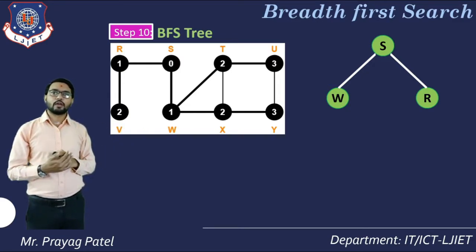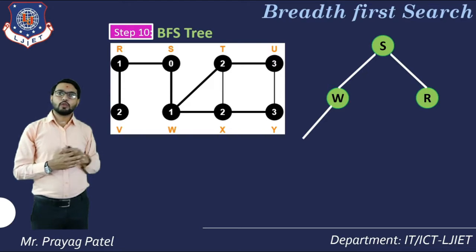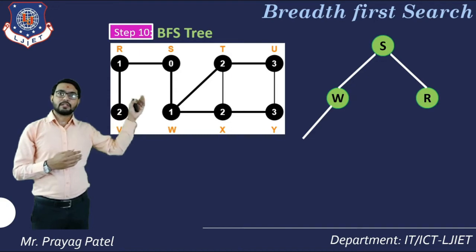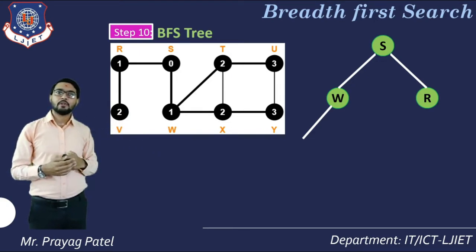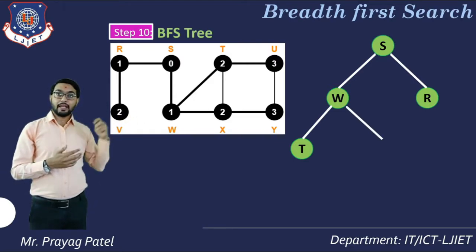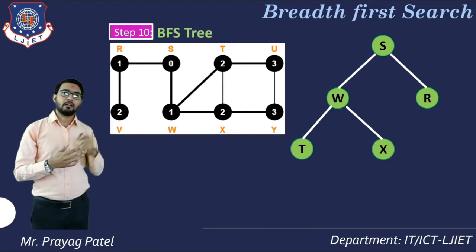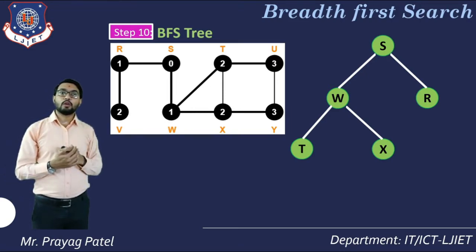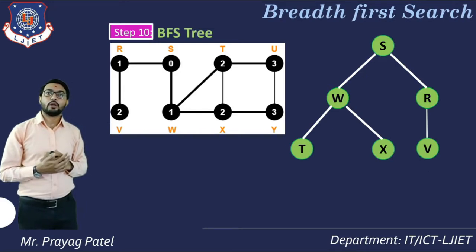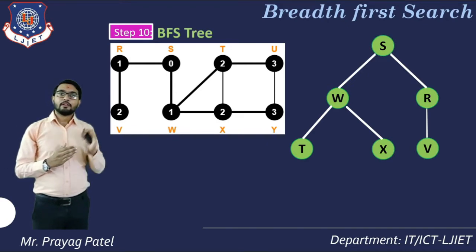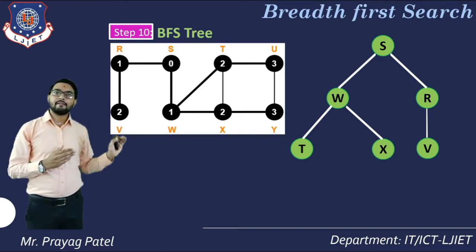Now consider the children of w as the next level, level 2, meaning node t and node x in this graph. So node t is the left child of w, and next node x is the next child of w. So this is a tree. Now consider the next level 2 node, node v, from the node r. So the child of r is v.